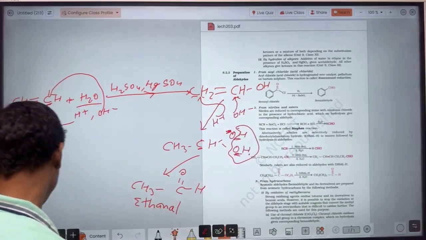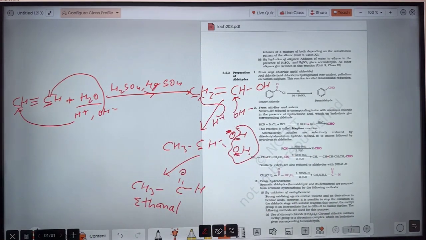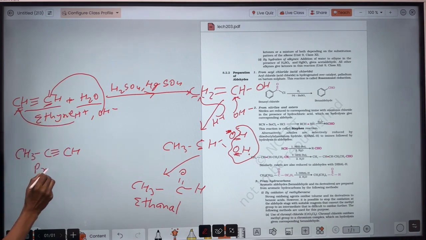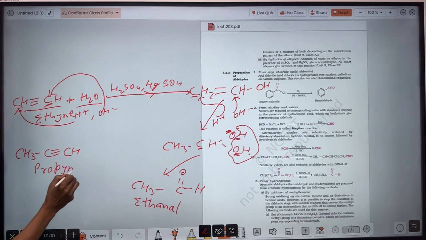Now let's see the next question. In place of ethyne, which you took initially, if you take CH3 C triple bond CH, now I am taking propyne. Then what will happen?